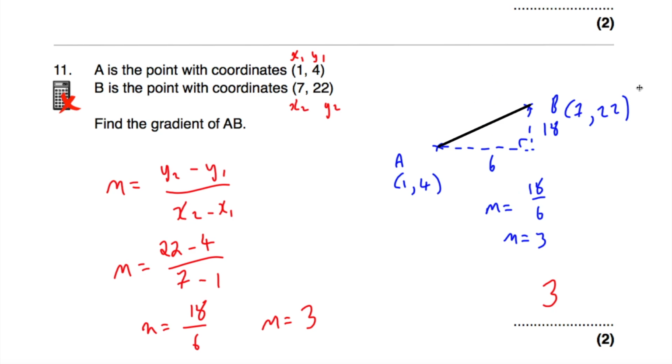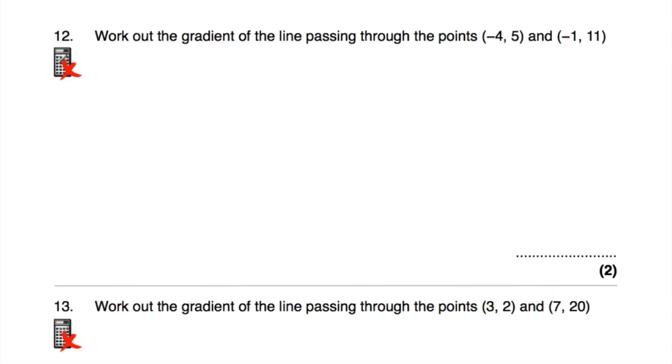Okay, let's look at our next question, question number 12. Question number 12 asks us to work out the gradient of the line that passes through the points -4, 5 and -1, 11. So we've got these 2 points and we want to work out the gradient of the line passing through the points.